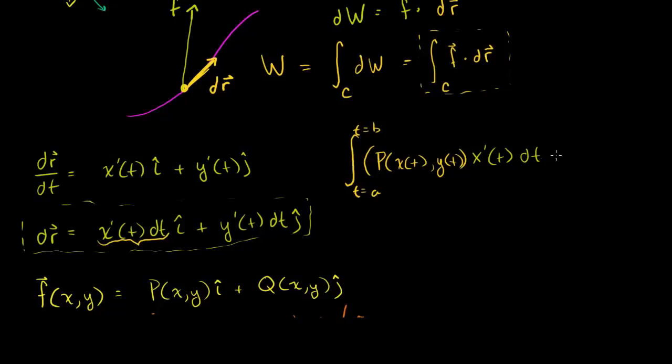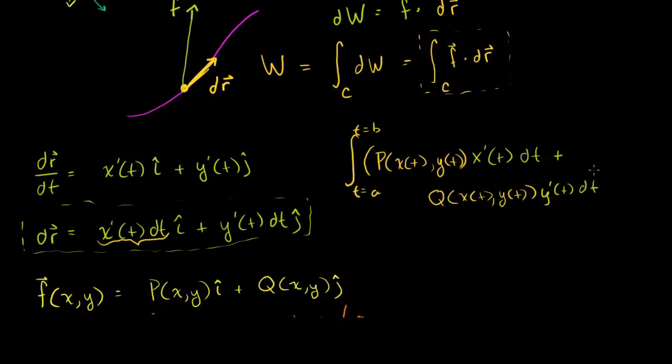And then that plus, we're going to do the same thing with the Q function. So this is Q plus, I'll go to another line. Hopefully you realize I could have just kept writing, but I'm running out of space. Plus Q of x of t, y of t, times the y component, or the j component, y prime of t dt. And we're done.